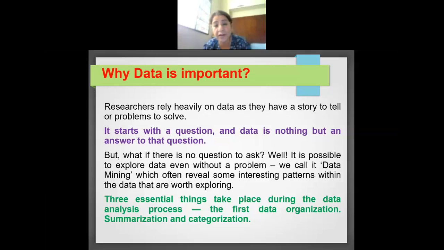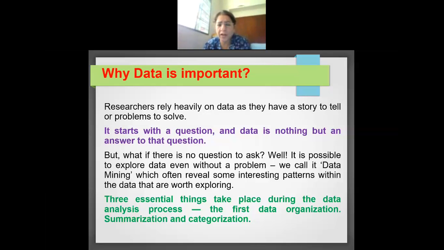It works as a backup for your arguments. It helps you to be strategic in your approach. It helps you to find out what you are doing well. All these questions and answers are there in the data. But even if you do not have any questions, data is still important, because data helps you to find out certain patterns also. So you can use different data mining techniques which reveal some interesting patterns within the data, so data is worth exploring in many aspects.